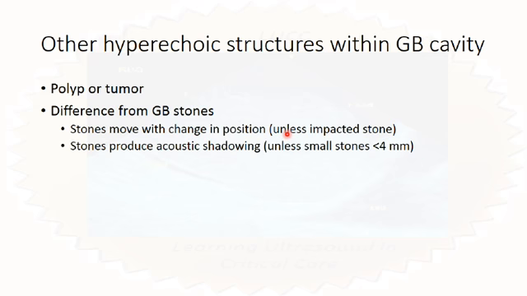Second, a polyp or a tumor does not produce any acoustic shadowing because the polyp has tissue echogenicity, unlike stones which are typically calcium, and therefore they produce a shadowing. But remember also that small stones of less than 4 millimeters in size may not produce acoustic shadowing. Also, cholesterol stones may not produce acoustic shadowing. So there are caveats to all of this, but in general, stones move and produce shadows, and polyps don't.